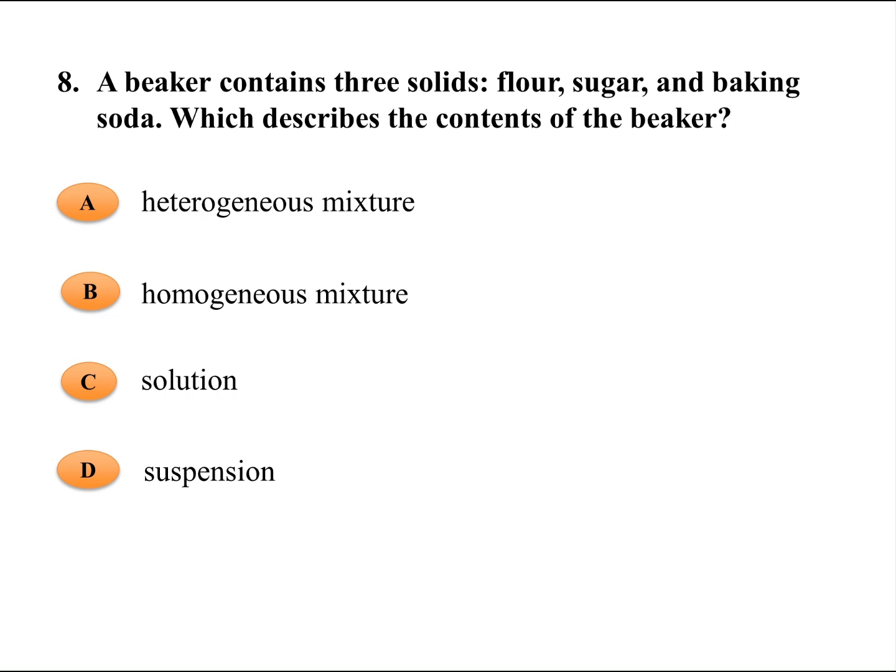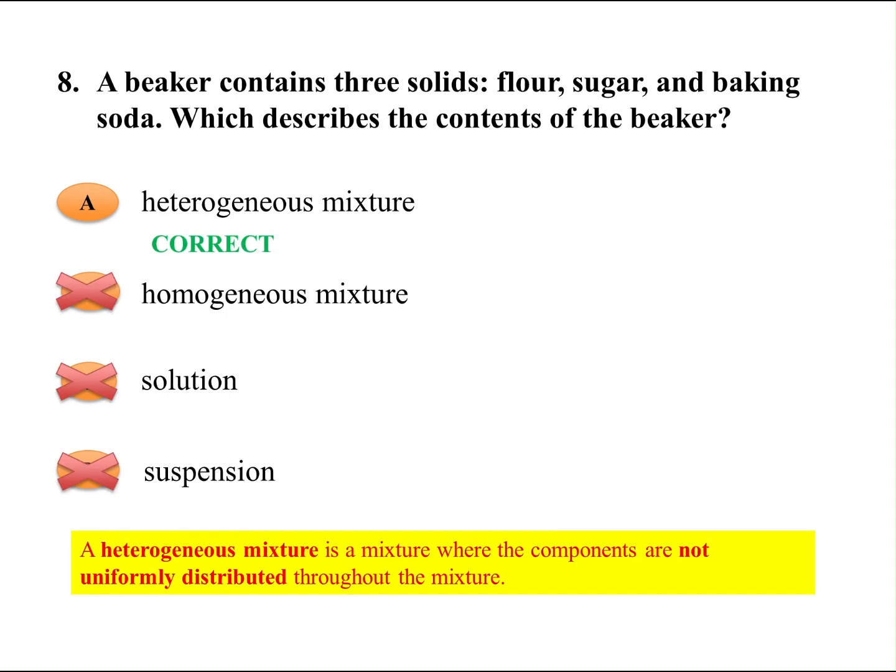A beaker contains three solids: flour, sugar, and baking soda. Which describes the contents of the beaker? The correct answer is A, heterogeneous mixture, because a heterogeneous mixture is a mixture where the components are not uniformly distributed throughout the mixture.